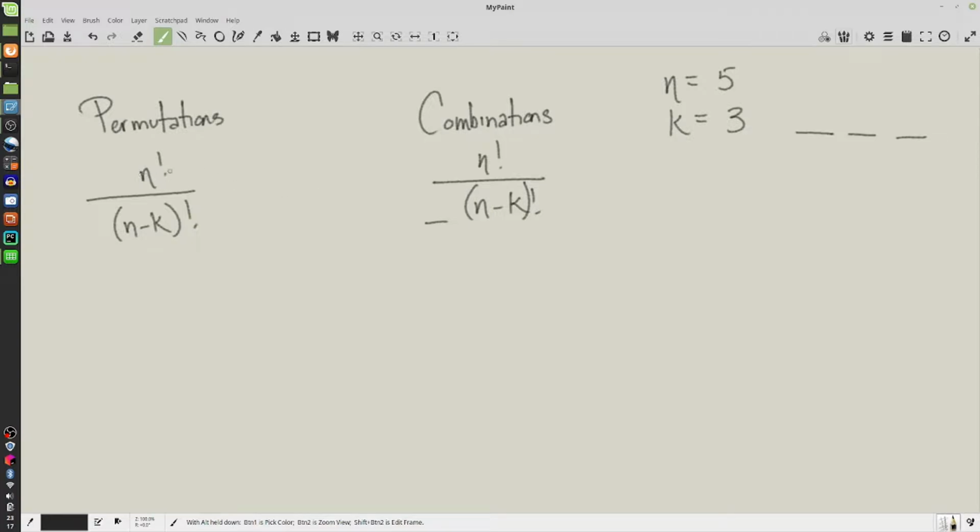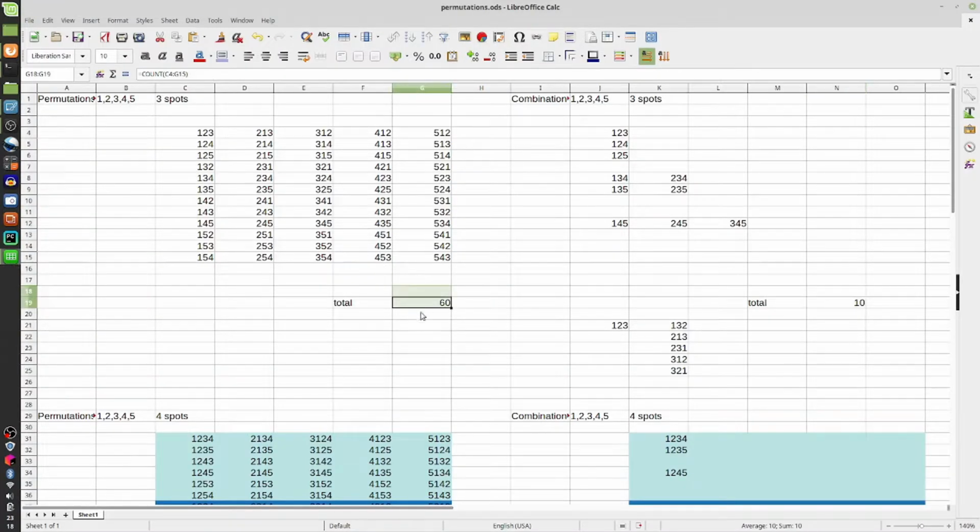At the top, you have n factorial. What that means is you have 5 times 4 times 3 times 2 times 1. On the bottom, you're going to have the difference between n and k. So 5 minus 3 is 2, and that's factorial, so 2 times 1. What's really nice is you can cancel out top and bottom, the 2 and 1, and it becomes 5 times 4 times 3. If you do the math, that's 60. Going back to our spreadsheet, that's the number we got here.